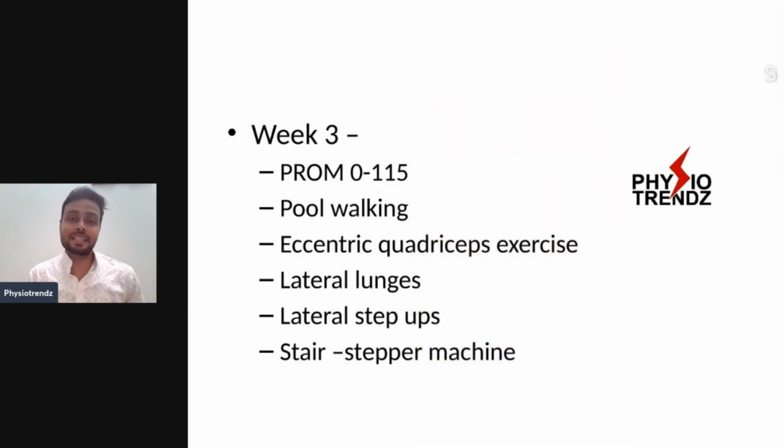Eccentric quadricep exercise. Now, my dear friends, this is a very important exercise to give in phase 2. Why? Because eccentric control of the quadricep muscle is very important when it comes to performing knee flexion extension and weight bearing activities. So that is why it is essential we start with eccentric quadricep exercise. It also improves control of the quadriceps. That is also one of the factors we start with this exercise.